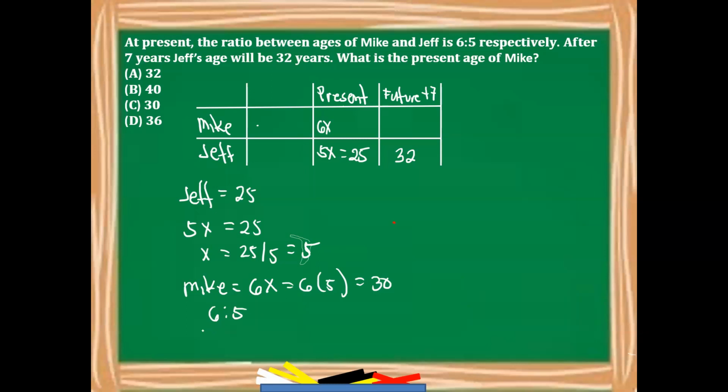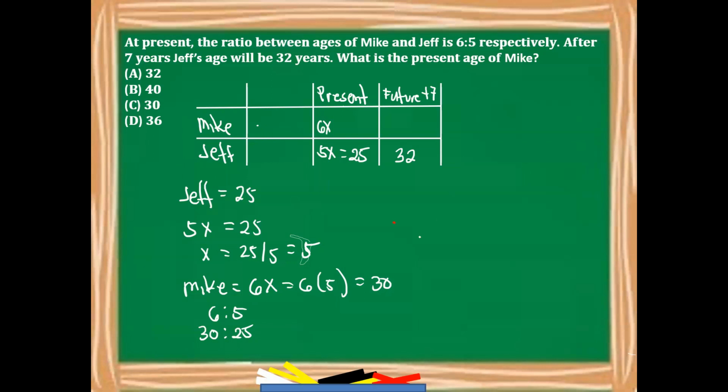And based from what we have got, yung nakuha nating age is 30 at saka 25. If you're going to look at it, if you're going to multiply this 6 by 5, that is 30. Pero kung 5 mo naman, i-multiply sa 5, that's 25. So the ratio of 30 and 25 is 6:5, which is the same here. So it means that we got the correct answer of 30.